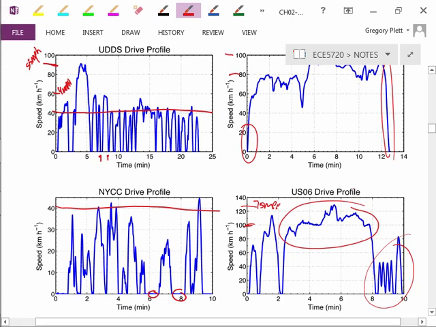It's probably the hardest, most difficult profile of any of these to follow because of the power demands at the high speeds. But that gives you an idea, I hope, of this is the input, or one of the inputs to our vehicle simulator is speed versus time, and then we have to figure out how to achieve that speed versus time using battery energy to do so.